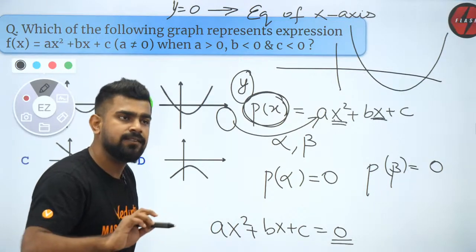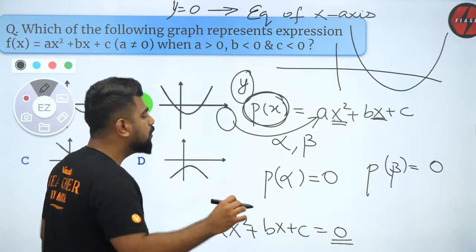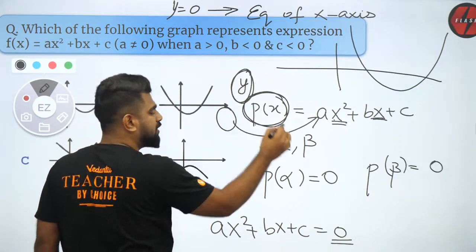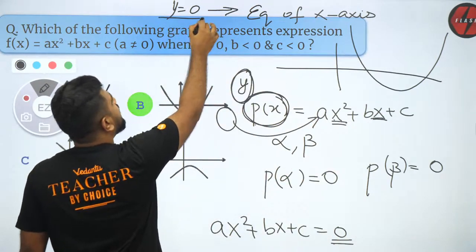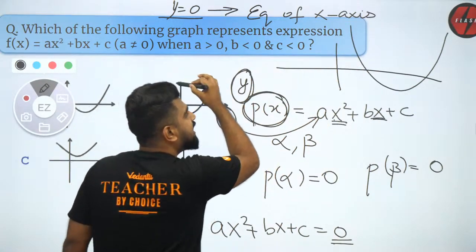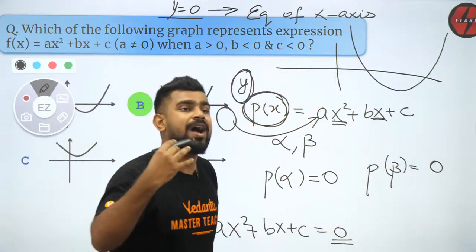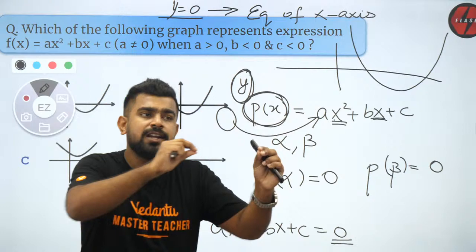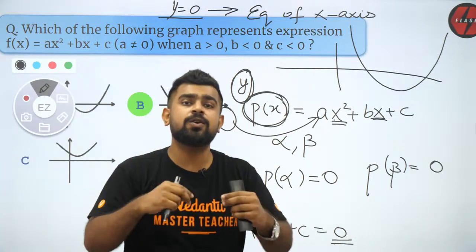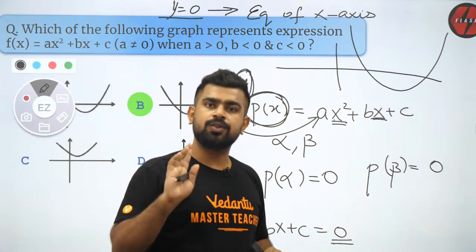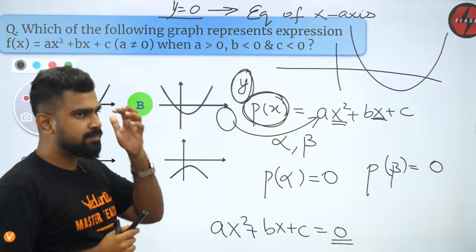Are you all clear? So now if I say p of x is 0, I am saying that the y value is 0. So y value 0 is nothing but the equation of the x-axis, because for any point on the x-axis, the y coordinate is 0. You think about it. Understood? So that is how I do it.